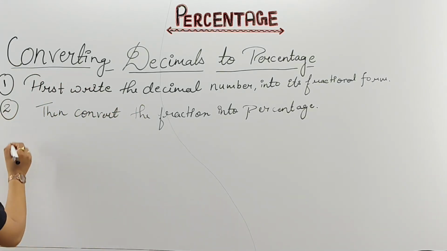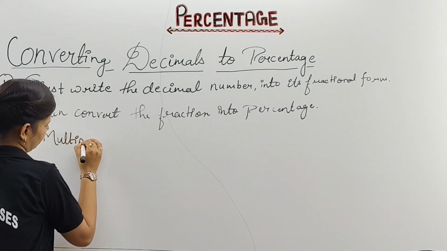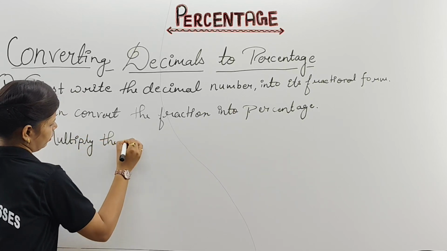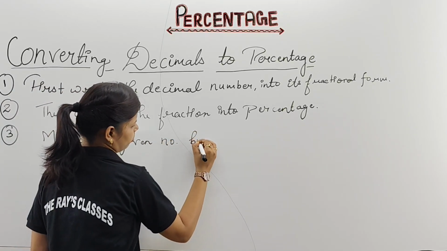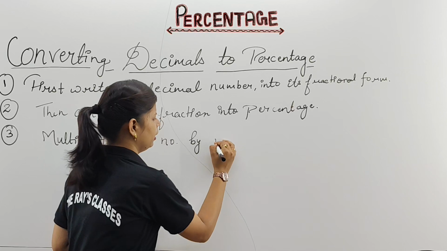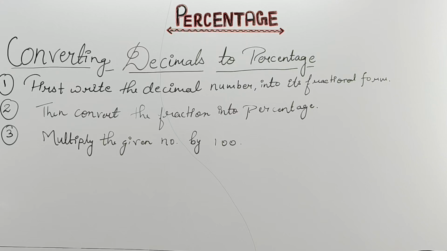Clear? Now the third part of yours, what you have to do is, you have to multiply by 100. Multiply the given number, NO is a short form of number, by 100. Clear? Understood? Now please take a note of this one. At the last, we have to put the percent symbol, and finally the conversion will be done.